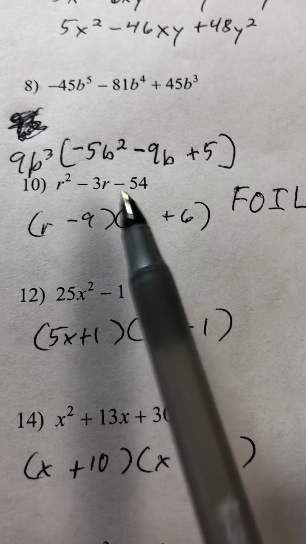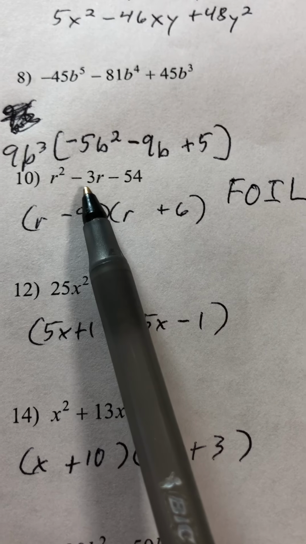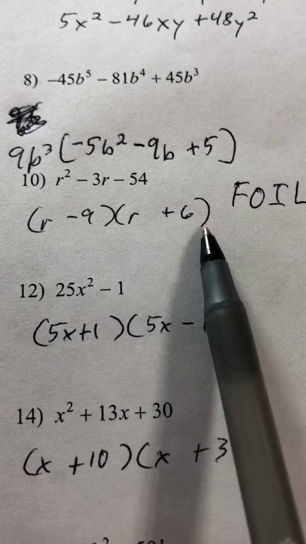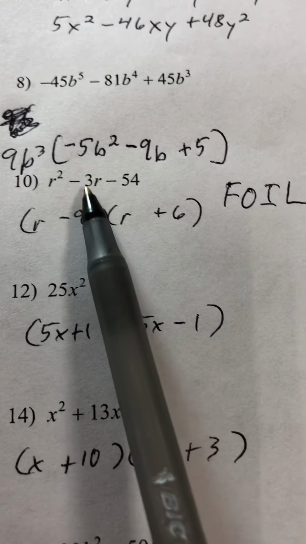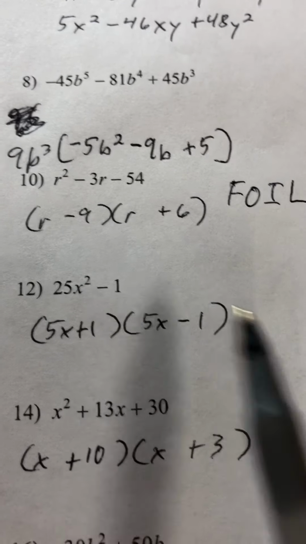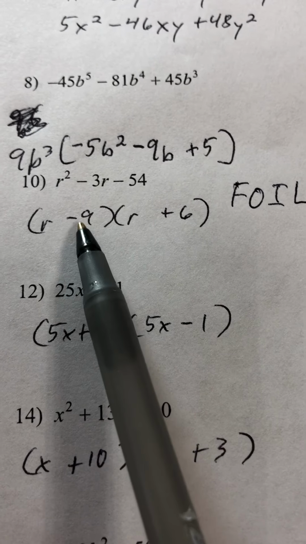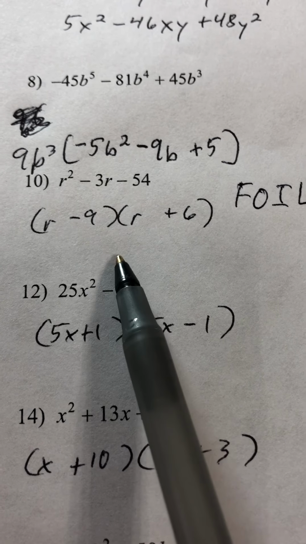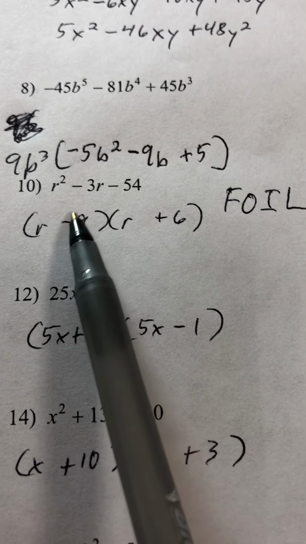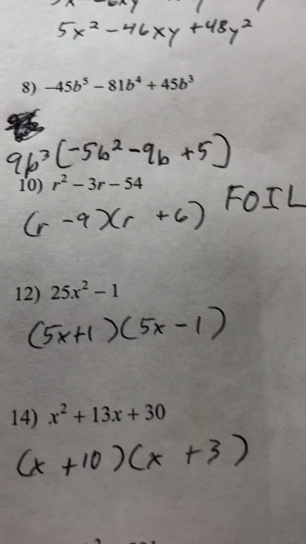What can I multiply together to get 54, and then, adding or subtracting, get negative 3? Well, it would be 9 and 6. They're 3 apart from each other, and when you multiply them together, you get 54. So I went with 9 and 6, so that when I multiply the outsides, I get 6r, and the insides, negative 9r. Negative 9r plus 6r gives me the negative 3r, just thinking of FOIL backwards. And then the last, if I take negative 9 times positive 6, I get negative 54.